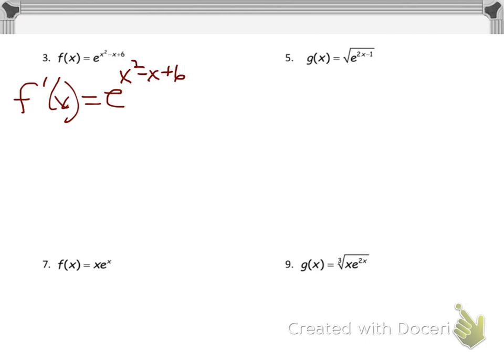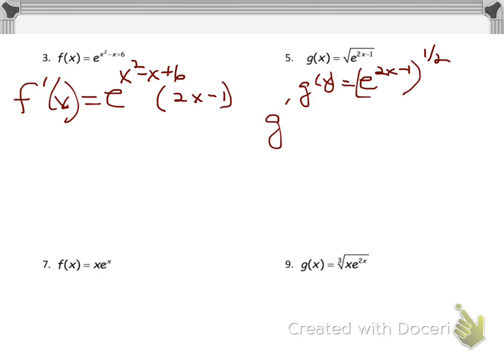Okay, and then multiply that times the derivative of the exponent. So that's going to be 2x minus 1. Okay, that's your derivative. Okay, let's look at 5. The first thing I would do is rewrite it so that it conforms to the power rule. So g of x equals e to the 2x minus 1 raised to the 1/2 power.